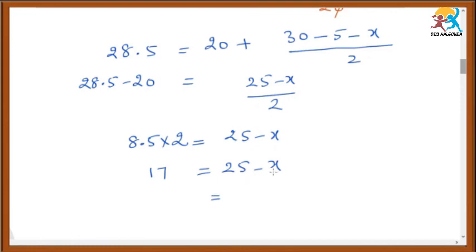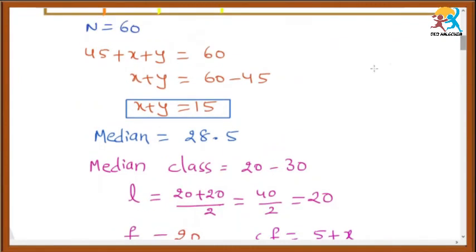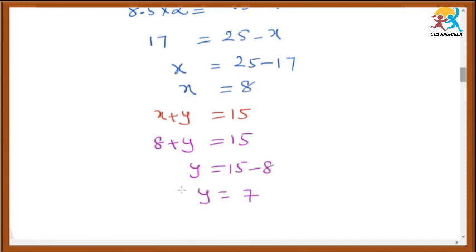So x should not be negative. So send this x to the left side, it will become plus x, keep 25 there itself and send minus 17 to the other side. So x is equal to 8. After getting x, substitute the value x is equal to 8 in the equation x plus y is equal to 15. So in the place of x, write 8 plus y is equal to 15. So y is equal to 15 minus 8. So y is equal to 7.